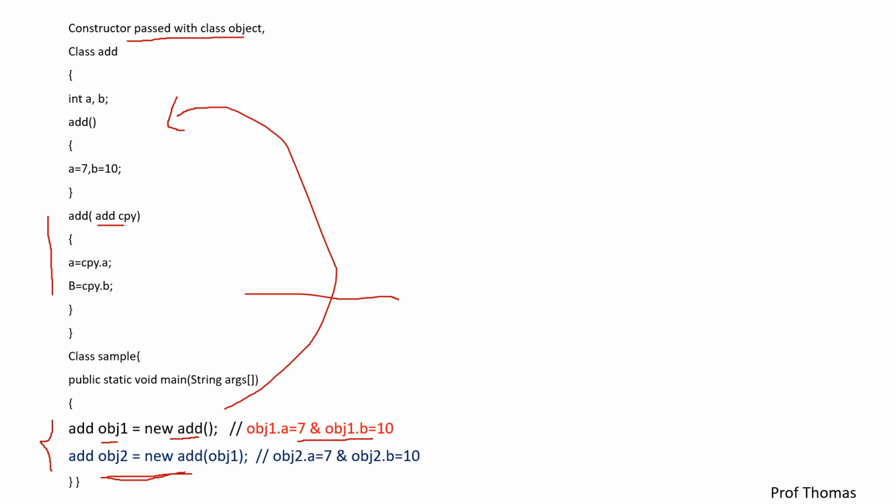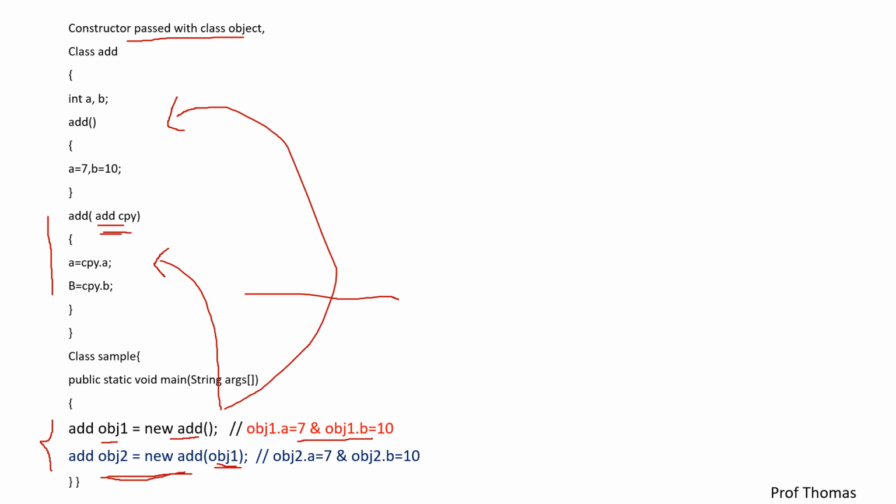We pass object1 as a parameter. We just copy the object1 value to the object2 value. Object1 will be passed as a reference in the copy constructor. This one is a reference. This CPY acts as a reference of object1.